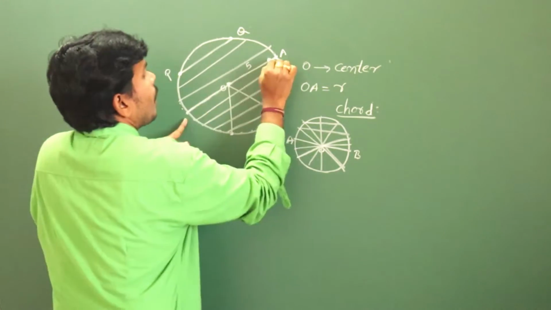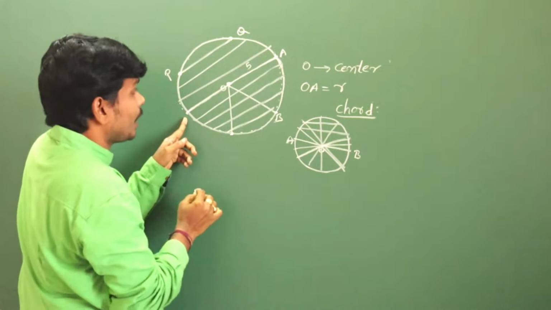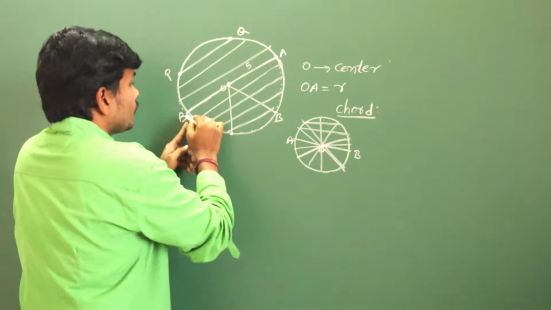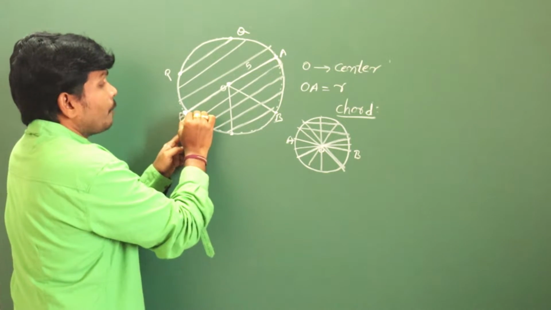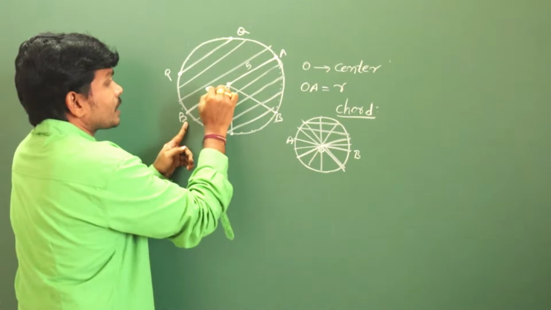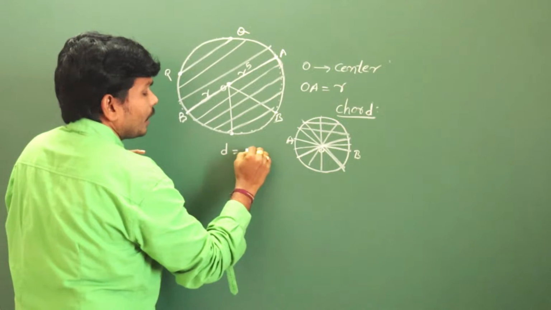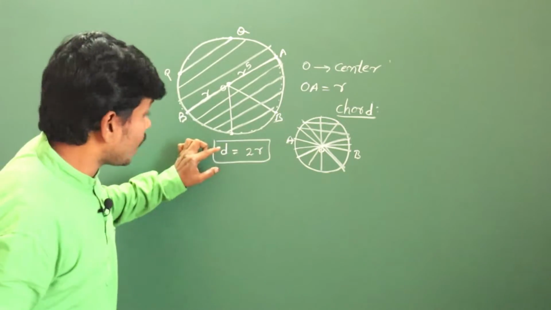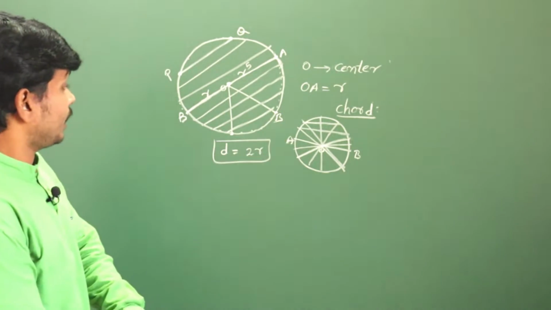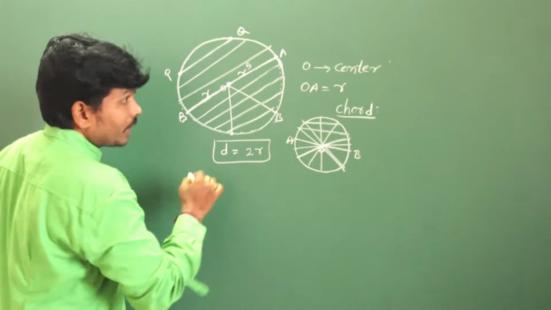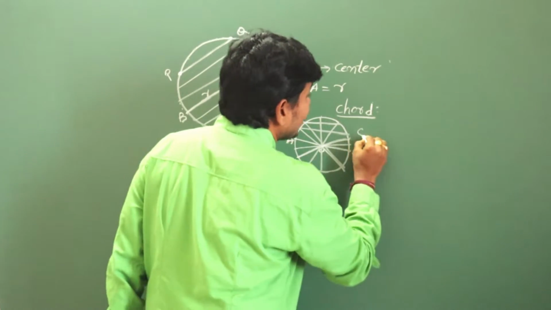Here, see, the chord which passes through the center is called the diameter, no? The length from any point on the circle to the center is called the radius, no. So what is the relation between diameter and radius? Diameter is equal to 2 times the radius. Fantastic. One more term we are discussing now, that is secant line.